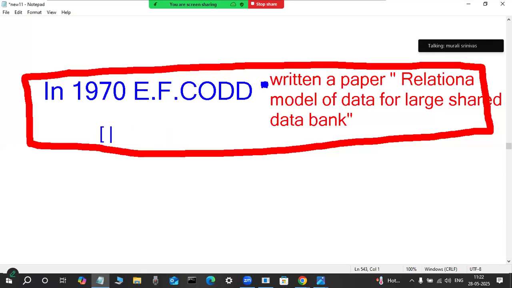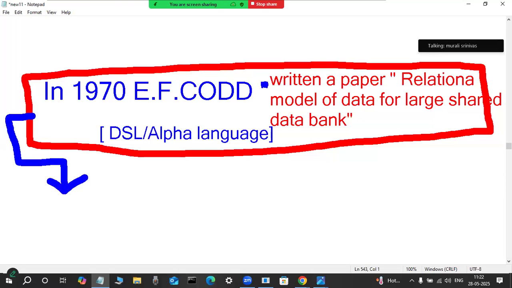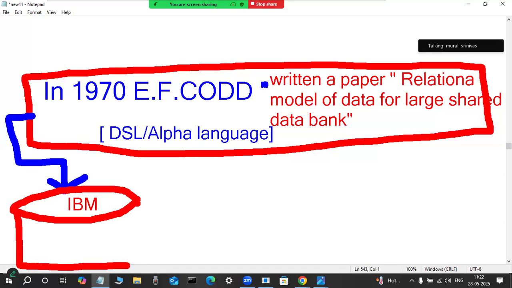But unfortunately, in those days, that language name was DSL slash Alpha. Nobody knows this name. Alpha language. In those days, that language name was DSL Alpha language. But based on this paper, first one company only introduced a relational data model product. What is that company? Very good. Oracle was not there in those days. In 1970, IBM company only, because he was working in IBM company. IBM company only, based on this paper, introduced the first relational data model product.